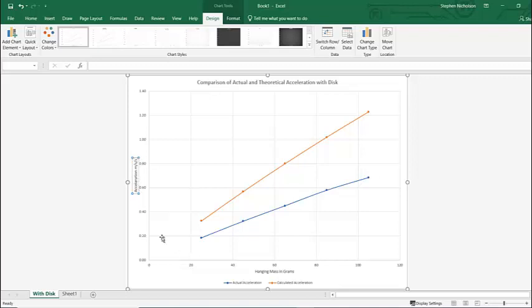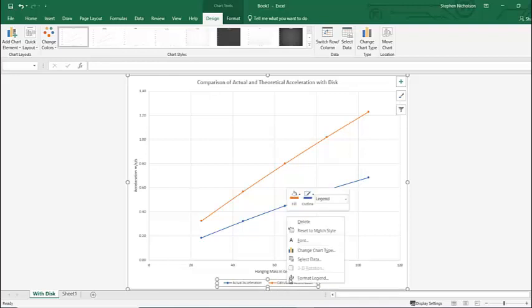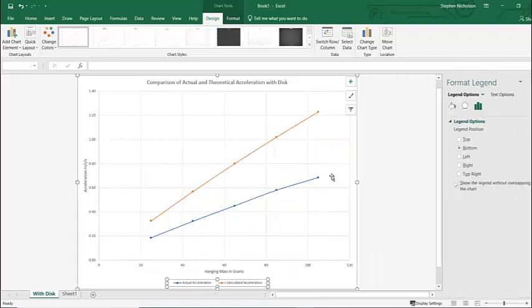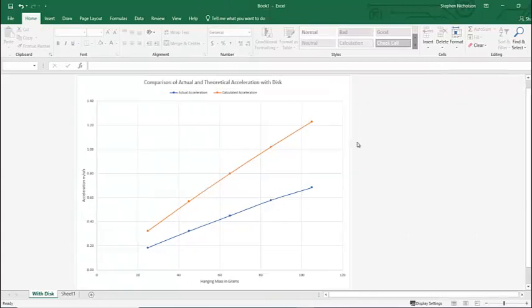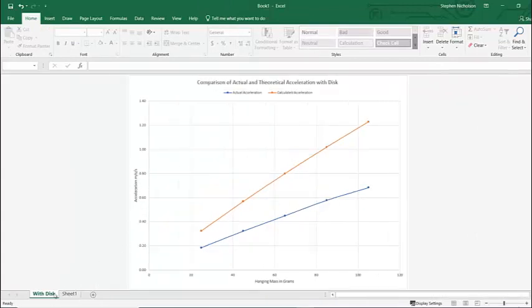Okay, so we've got acceleration, got hanging mass in grams, title, got a legend. Let's move the legend. Let's click on the legend, right click, format legend, and move that to the top. Kind of like the top instead of the bottom. Okay, close that. Okay, so that's with the disk.